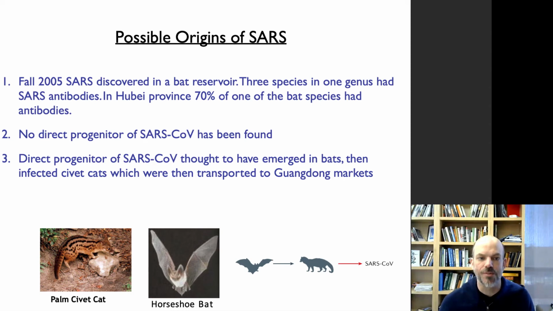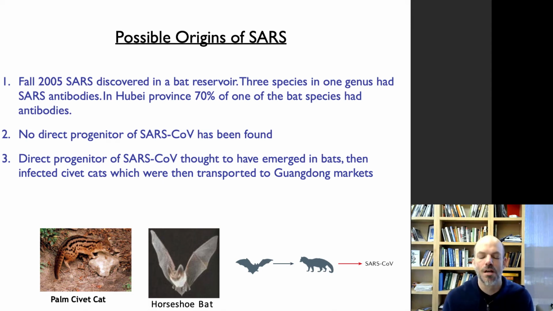So where did SARS come from? It's certainly a spillover event. SARS-like viruses have been identified in lots of bats, especially in China. In Hubei province, 70% of the bat species had antibodies against SARS. So it's not even a single bat species, but many bat species that have SARS-like viruses. However, we don't know exactly the transmission pathway.